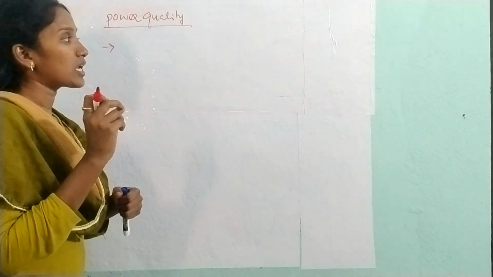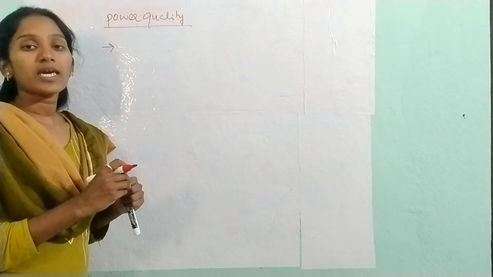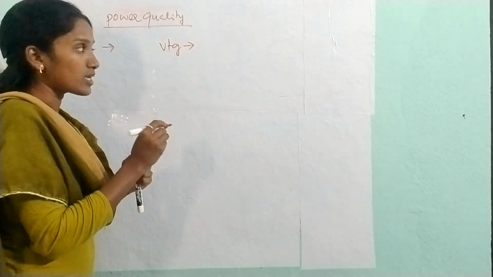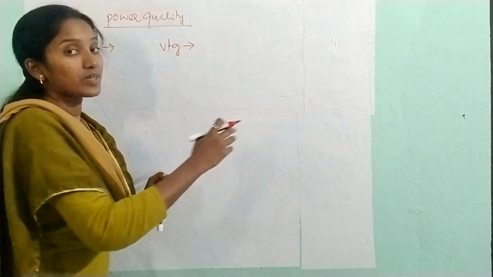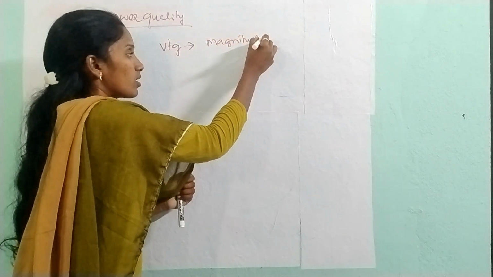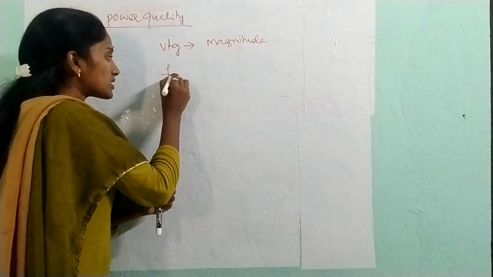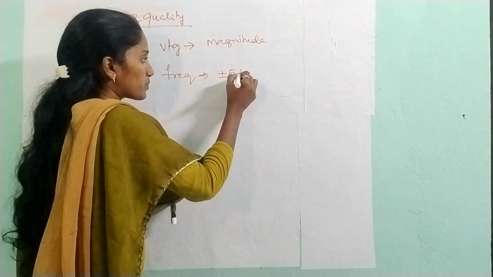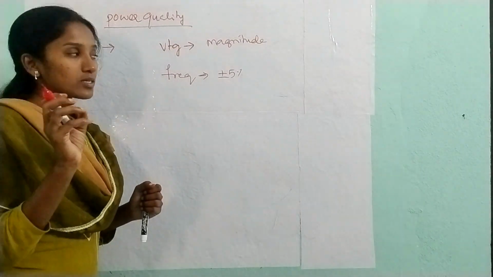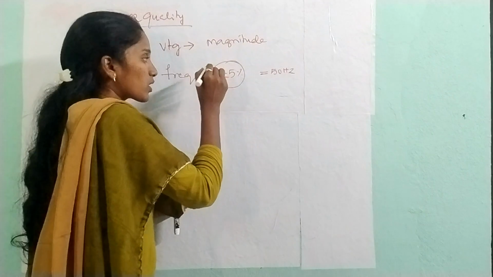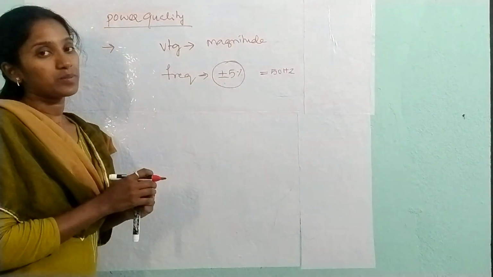Okay, to say that the power we send to the consumer is of good quality, what elements should be there? The voltage should be constant from supply end to receiving end. It should maintain the constant magnitude. And the frequency also: the allowed change in frequency is plus or minus 5%. Our constant frequency is how much? 50 Hz. So it is negotiable when the changes are plus or minus 5%.